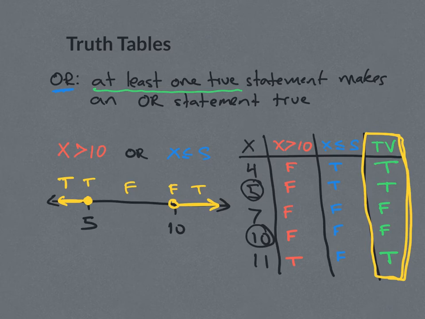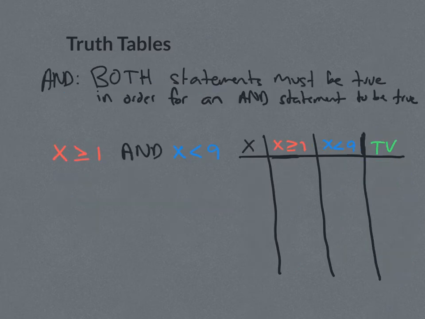Okay, so I know that was a long process. We're going to try one more. It'll go faster. All right, for an "and" problem. Now, the difference between "and" and "or" is that an "and" problem needs both statements to be true. So let's try to go a little faster here. We're going to make a number line.